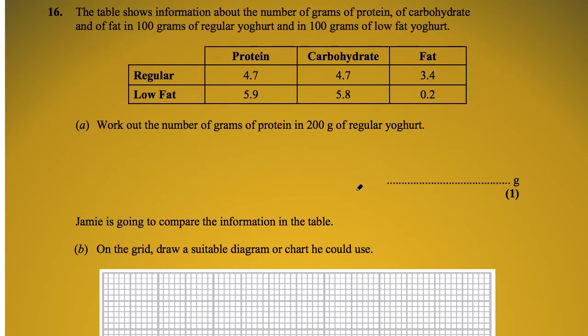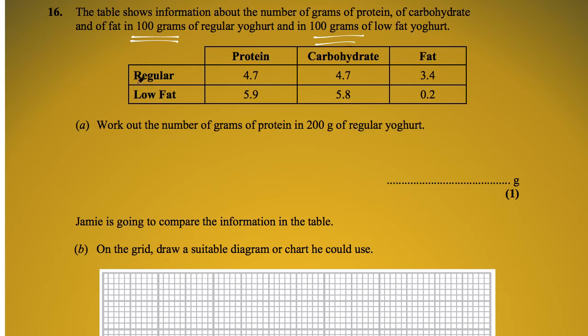Question 16. The table shows information about the number of grams of protein, carbohydrate and fat in 100 grams. That's going to be important. In 100 grams of regular yogurt and in 100 grams of low-fat yogurt. Work out the number of grams of protein in 200 grams of regular yogurt.